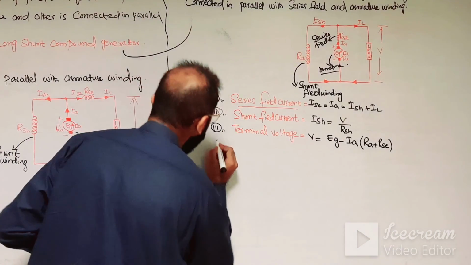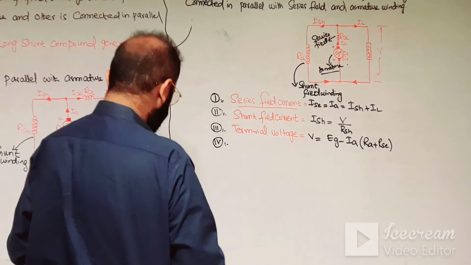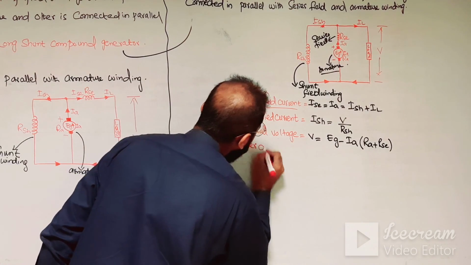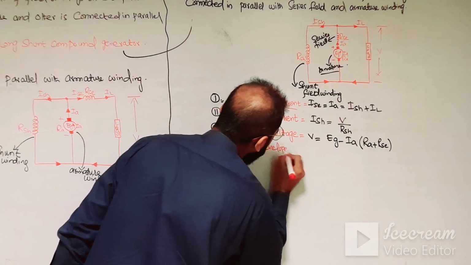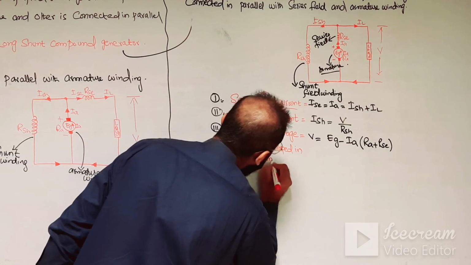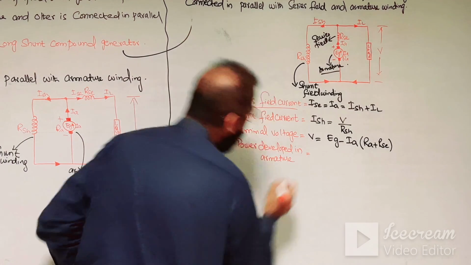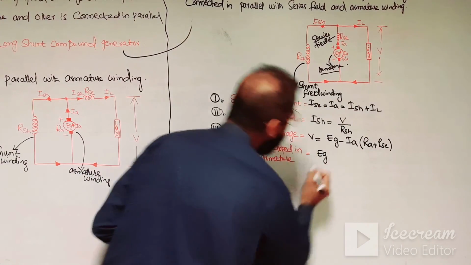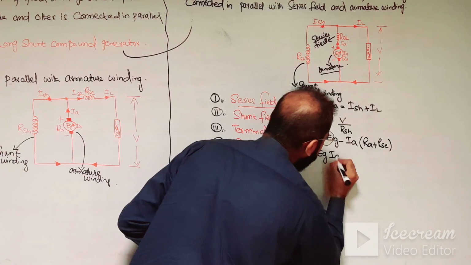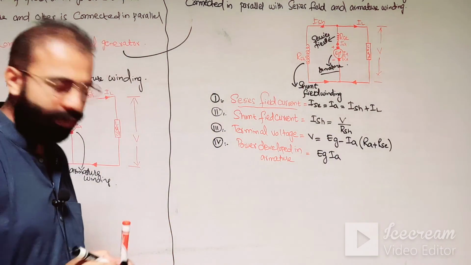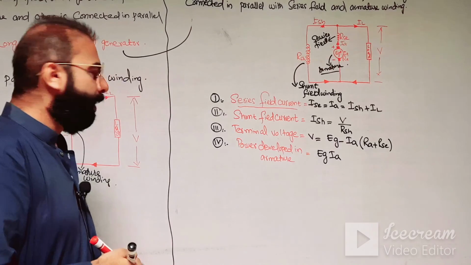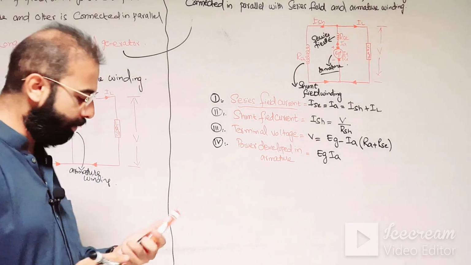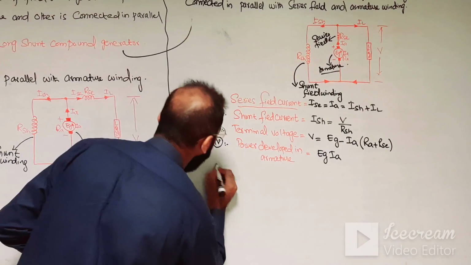And number fourth is the power developed in the armature. So simple, the power developed in the armature is equal to the generated EMF produced in the armature multiplied by the current which is produced in the armature. So the power developed in an armature is the product of the generated voltage multiplied by the armature current.